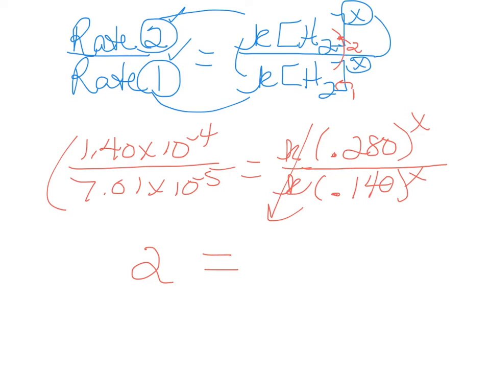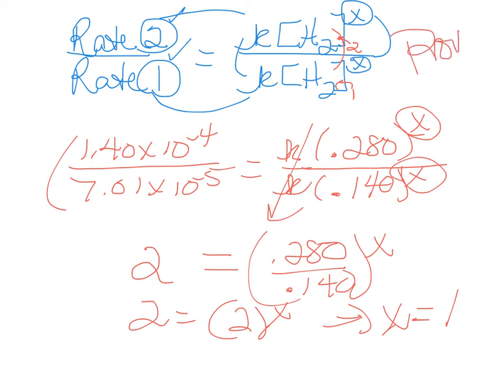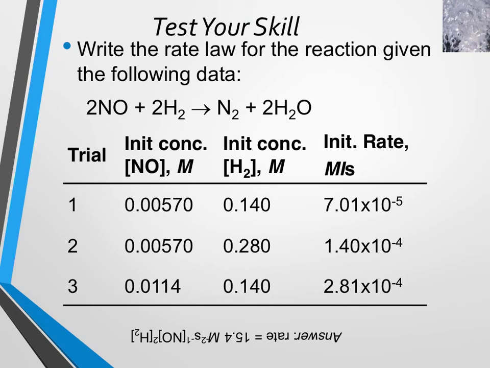The rate constants cancel out, and since x is the same, we can say now that it is 0.280 divided by 0.140, raised to the x power. Simplifying that, we get 2 equals 2 raised to the x power, which implies that x has to be 1. All right? So that's how you prove it mathematically. And so I'm going to start writing out the rate.